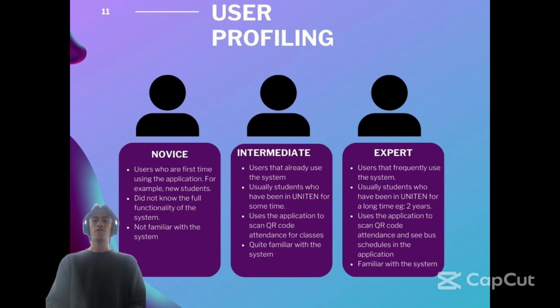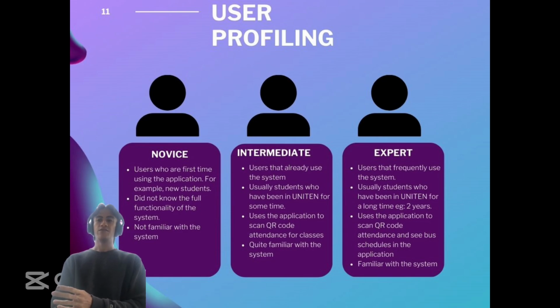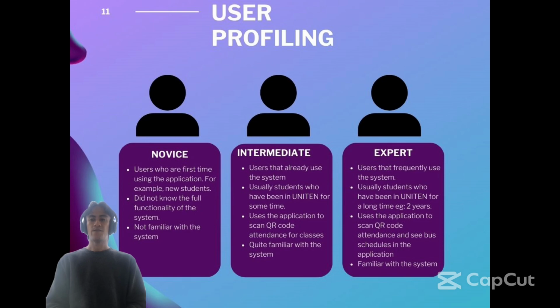They did not know the full functionality of the system and they are not familiar with it. The intermediate users are those who already use the system, usually students who have been in Uni-Trans for some time. They use the application to scan the QR code, mainly for class attendance, and they are quite familiar with the system itself. And the third one is the expert user.